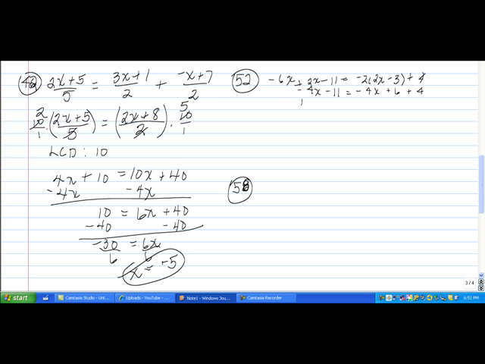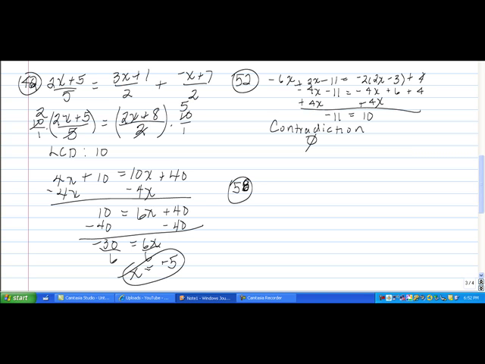So if we add 4x to both sides to get the x's together, notice what happens. 6 plus 4 is going to be 10. So we have negative 11 is equal to 10, which is a contradiction, because we know that negative 11 is not equal to 10. So that means the empty set will be the solution set. So we have no solution there.